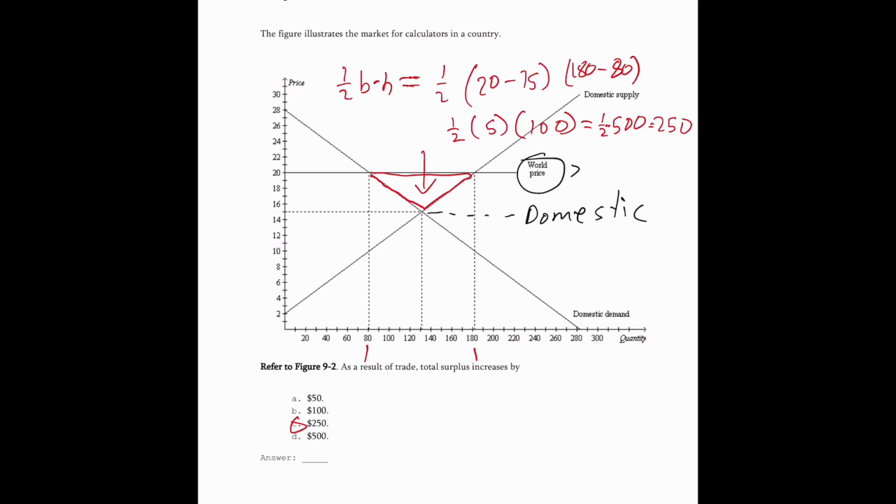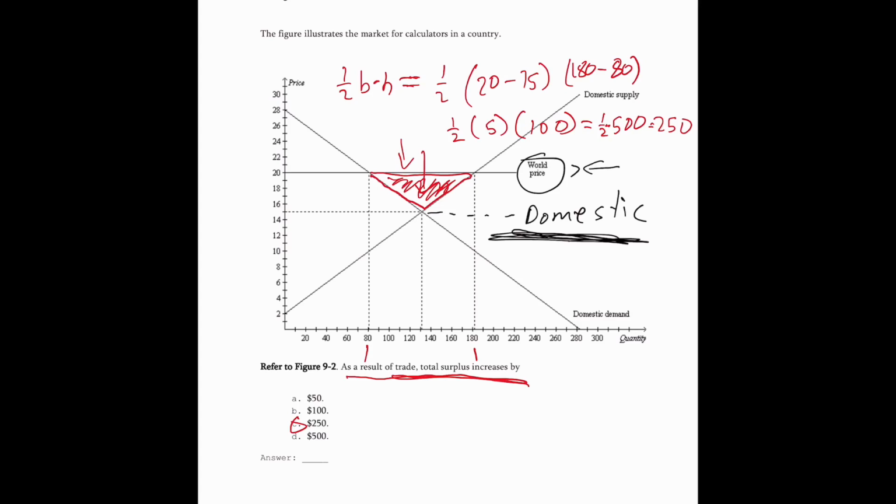So this figure illustrates the market for calculators in a country. We can see that the domestic price is below the world price, which means we're going to be exporting these calculators. Because we're exporting, we know that suppliers are going to win and consumers are going to lose. However, this question is asking for, as a result of trade, total surplus increases by. Well, it's going to increase by this red triangle here because nobody was getting that previously.